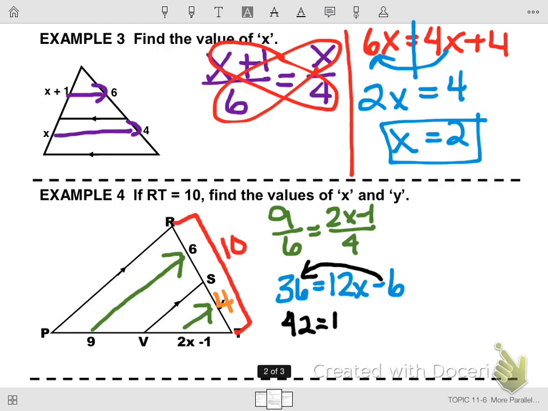42 equals 12 times x. Divide both sides by 12. So we have x equal to 3.5.